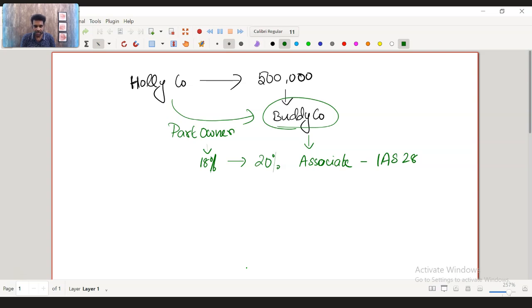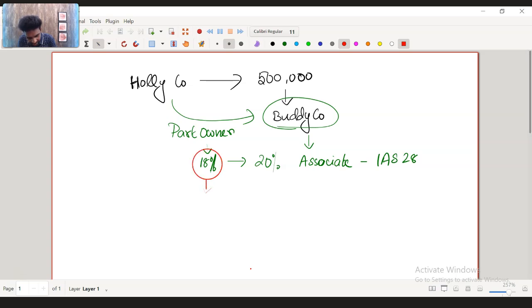But here it is not the situation. They have purchased only 18%. But what is the risk? Are we sure that it is only 18%? What if it is 20%? So we need to verify this ownership percentage.